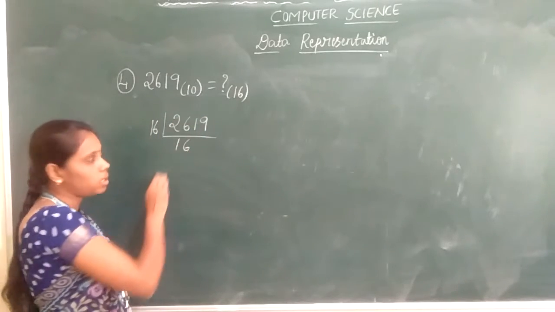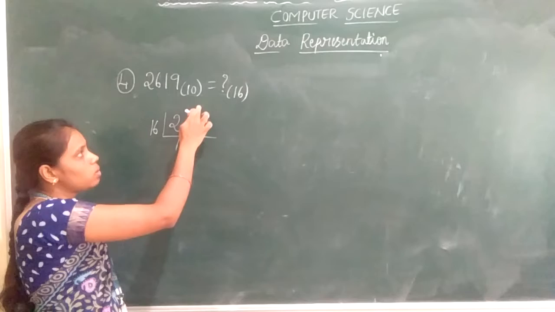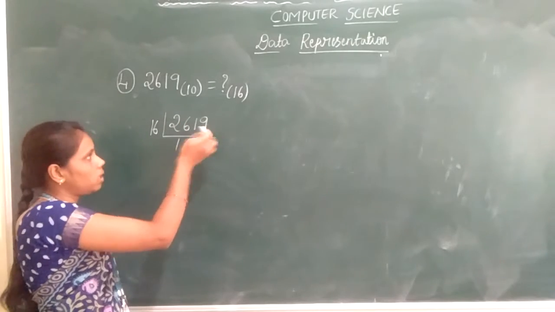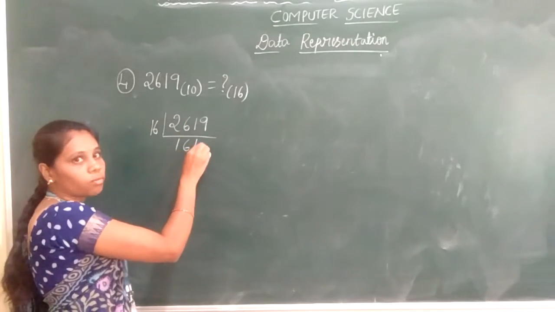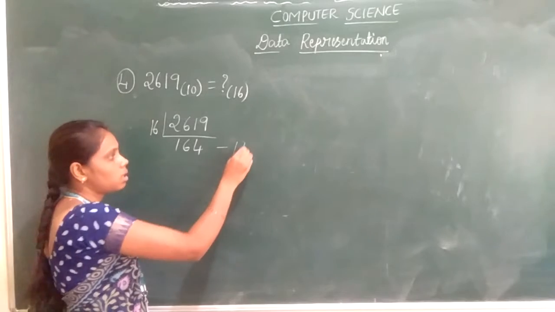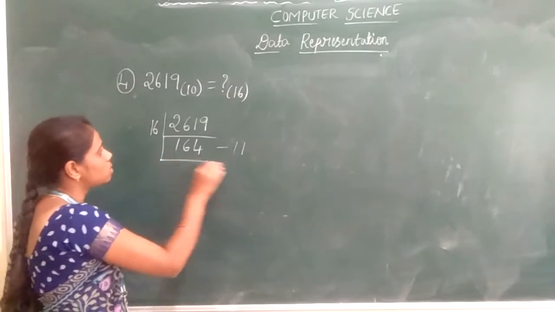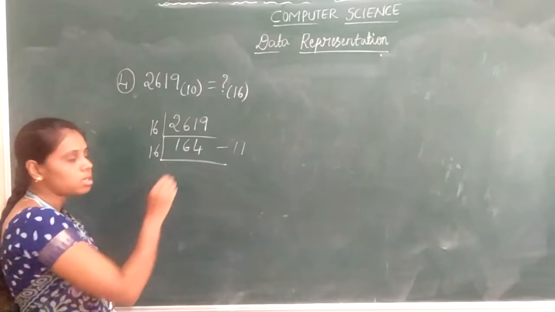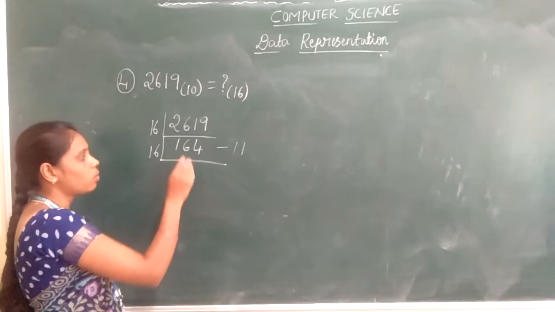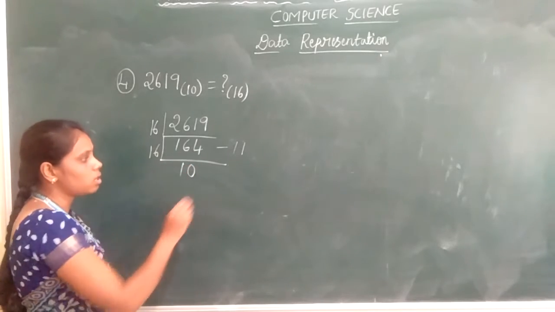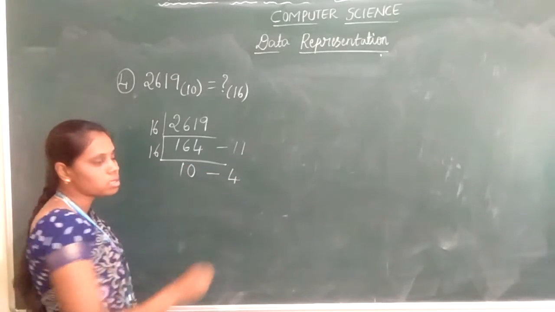16 sixes are 96. The left out value is 5. It will become 59. So 16 fours are 48. The remainder is 11. Again divide this number by 16. 16 ones are 16. 4 cannot be divided, so place 0. The left out remainder is 4.